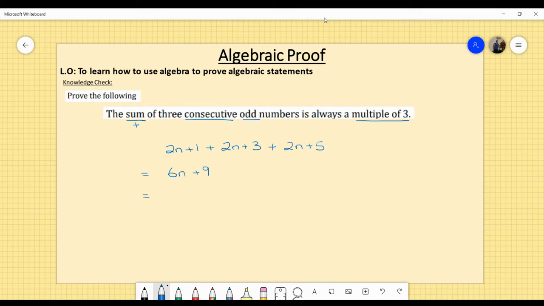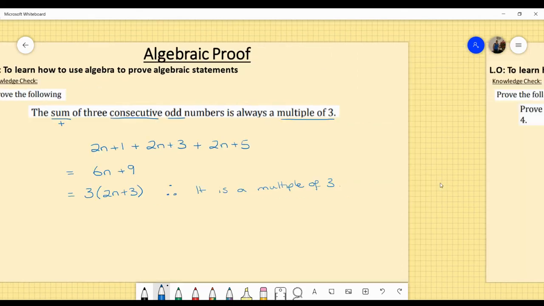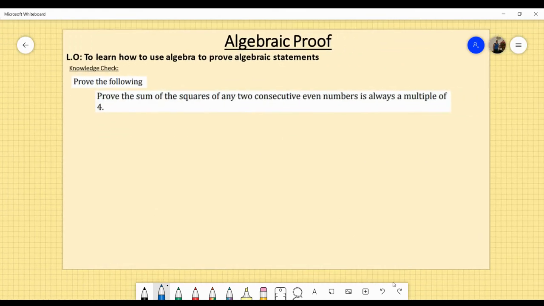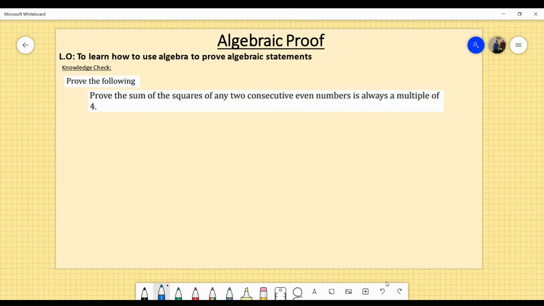We then just need to show it's a multiple of 3. So to do that, we need to take out the common factor of 3, so factorise it by 3, and we get 2n plus 3 in our brackets. Therefore, it is a multiple of 3. Okay, right, there's one more to have a look at together. All right, so again, if you want to read through this one, give it a try, and then when you're ready for me to go through it, hit play again.